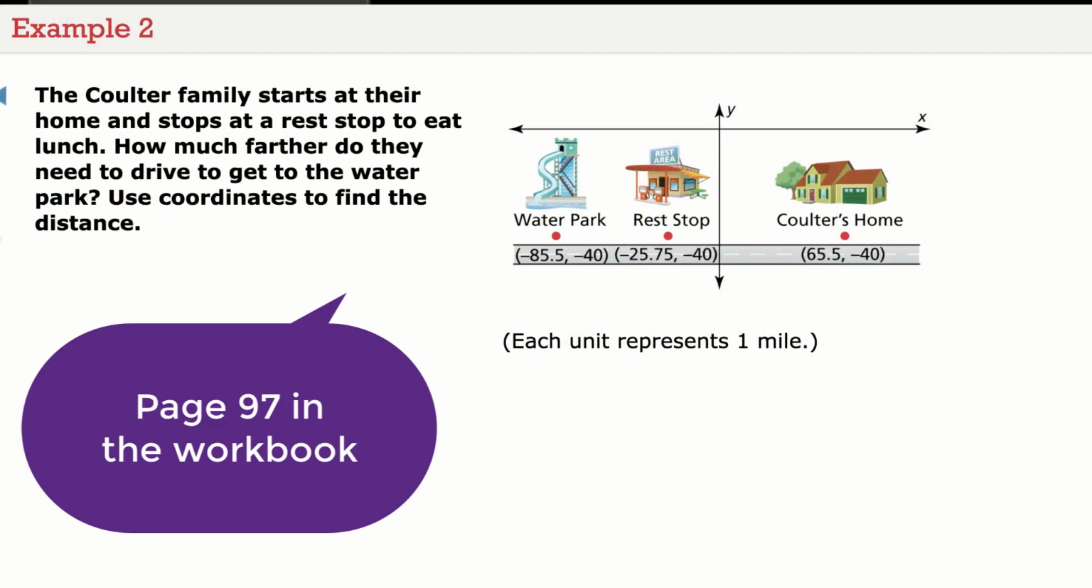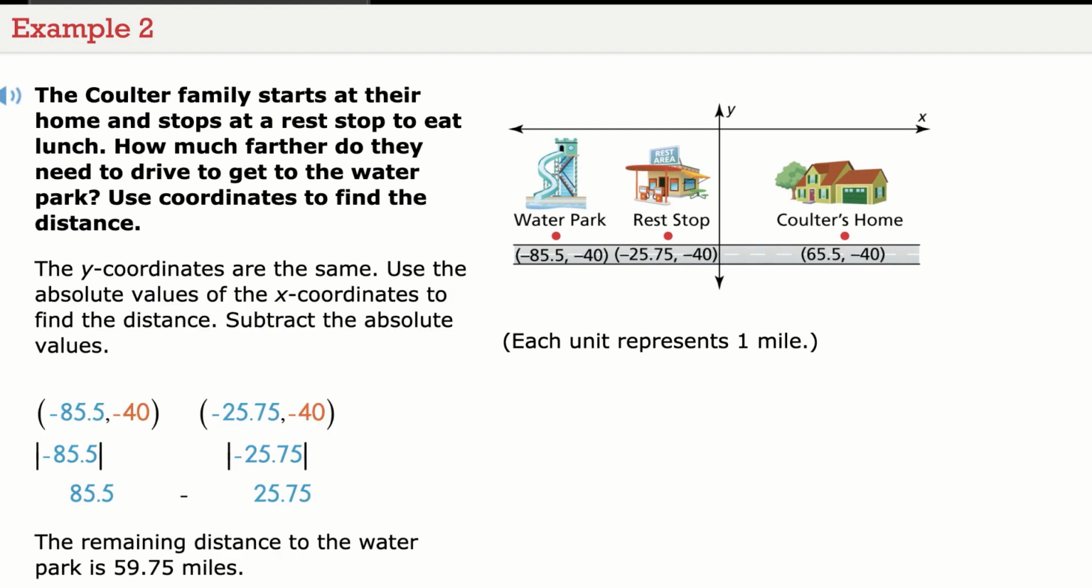The Coulter family starts at their home and stops at a rest stop to eat lunch. How much farther do they need to drive to get to the water park? Use coordinates to find the distance. So starting at the house, and then they stop at the rest stop, but they're just asking how much further do they need to drive to get to the water park. So they're just asking you to look at the rest stop to the water park.